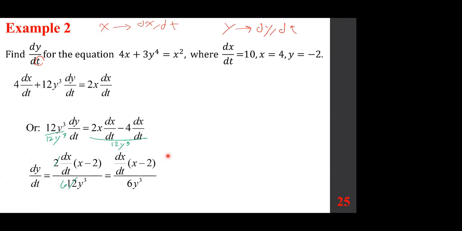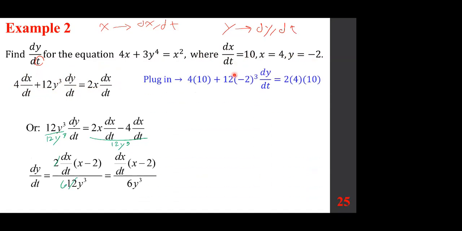Okay, I can plug in the values. And of course, you know how to do that. But let's assume we didn't do that. Let's assume we are just plugging in right here. So plug in all the numbers. So 4 times dx dt, which is 10, plus 12 y cubed, that means negative 2 cubed, times dy dt, which is missing, equals 2 times x, which is 4, times dx dt, which is 10.